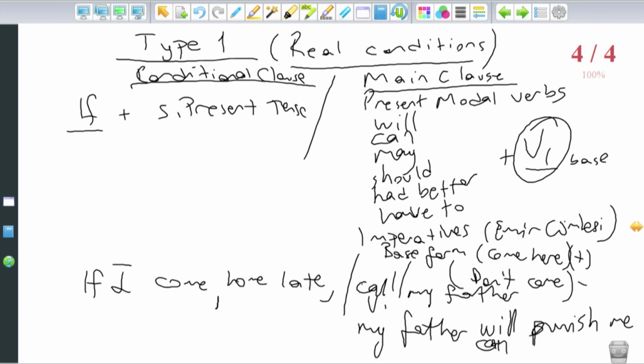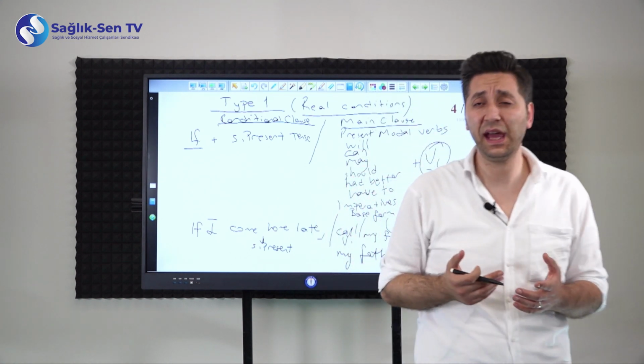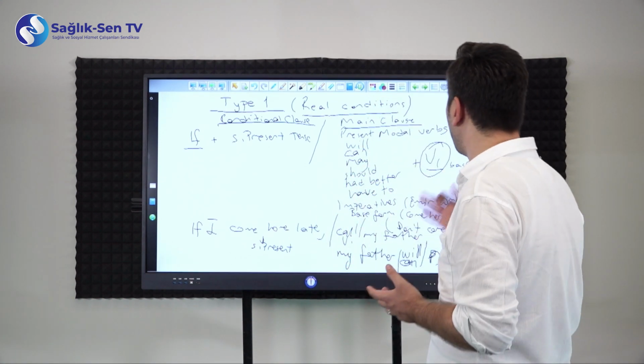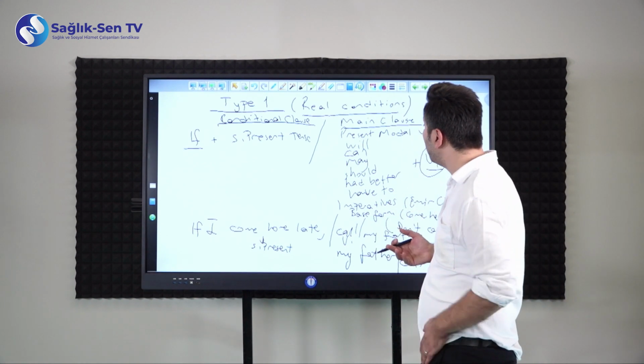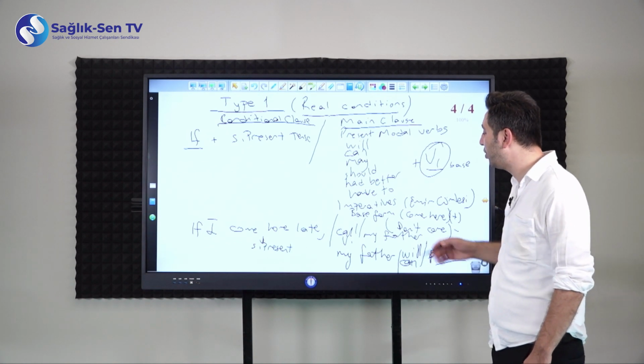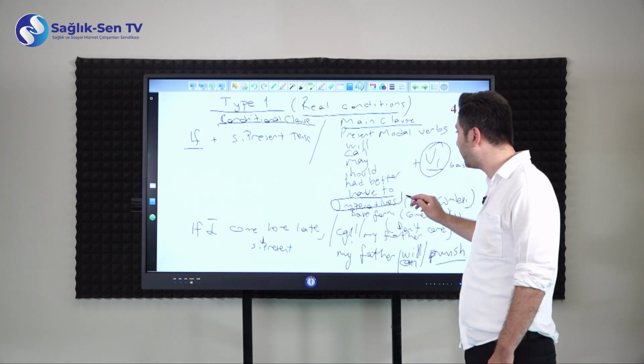So, here I used simple present, and I used an imperative form, and as a second option I can use the present modal verbs, and after that I use my verb-based form. Okay, to express type 1, I use simple present tense after the sentence which I make by using if, and for my main clause to express type 1 conditions, I can use present modal verbs, and also I can use the imperative structure.